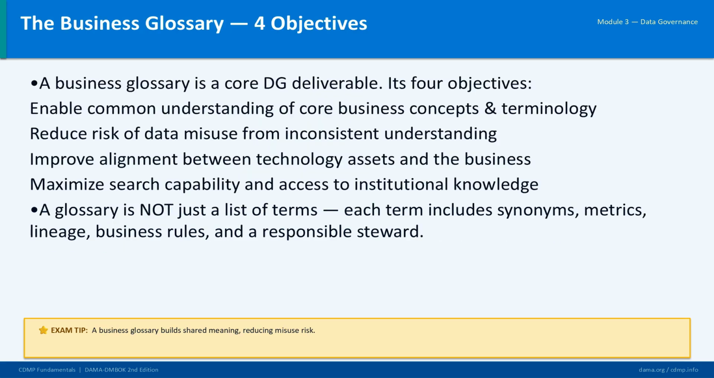The Business Glossary is one of governance's signature deliverables, and it has 4 objectives. First, to enable a common understanding of core business concepts and terminology, getting everyone speaking the same language. Second, to reduce the risk of data misuse that comes from people interpreting terms inconsistently. Third, to improve alignment between the organization's technology assets and the business. And fourth, to maximize search capability and provide access to documented institutional knowledge.